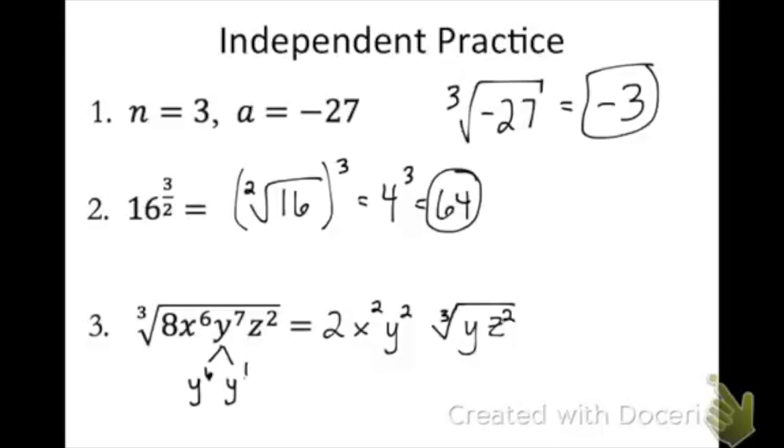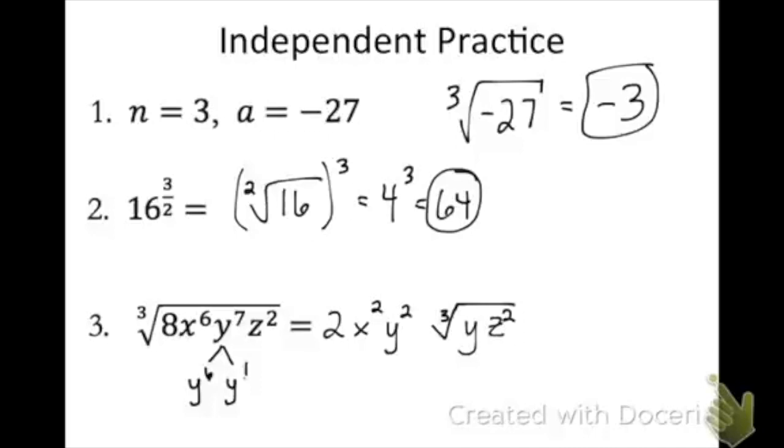Okay, for the first one, it was the cube root of negative 27, and that equals negative 3, because negative 3 to the third power is negative 27. Remember, if it's an odd root, you can take the root of a negative number, but not if it's an even root. The second one I wrote in radical form, so it was the square root of 16 to the third. Square root of 16 is 4. 4 to the third is 64.